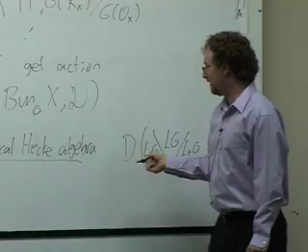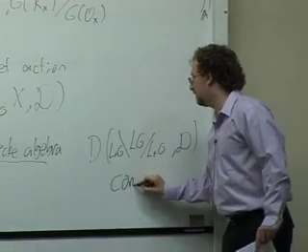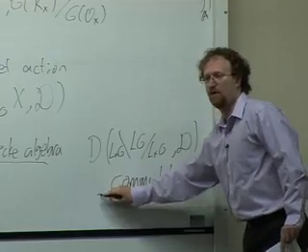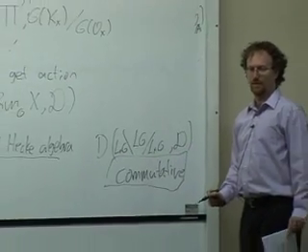And we're going to explain the main miracle of the story, which is that this thing is actually commutative. And that's kind of the key point of the Langlands program, in some sense, the commutativity of this algebra. Okay, thanks.